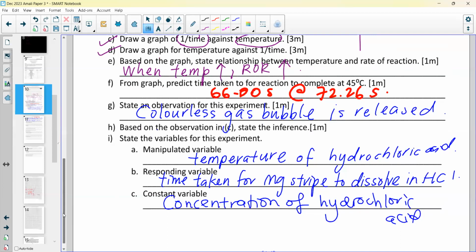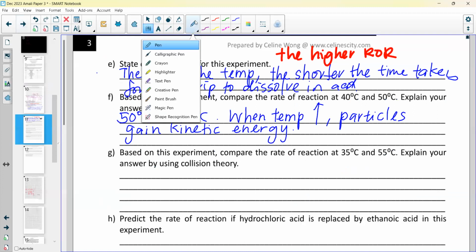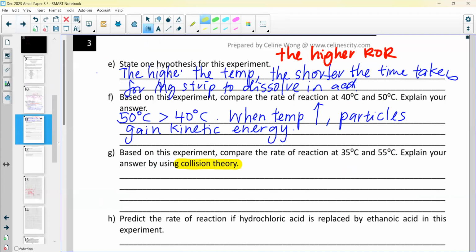Constant variable, you done already? Zoe? Okay, so we move on to this part. You can snap the photo again. Now, the rate at 50 degrees Celsius is more than at 40 degrees Celsius. Why? When temperature increases, particles gain kinetic energy. Some more? Frequency. Now, did they ask you about collision theory? If they didn't ask you about collision theory, don't touch FOC and FOEC. One more mark for that.